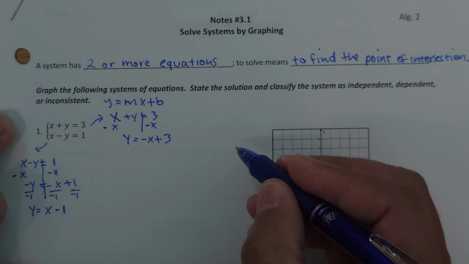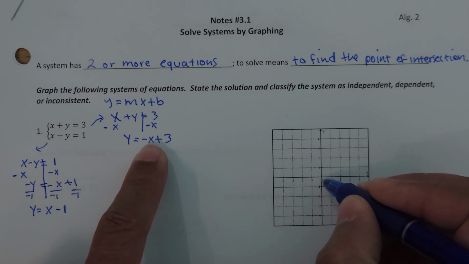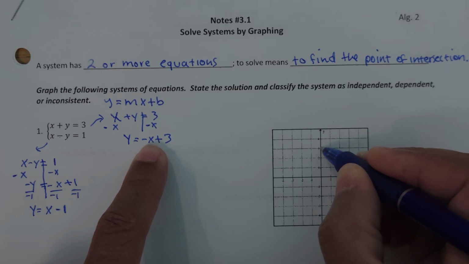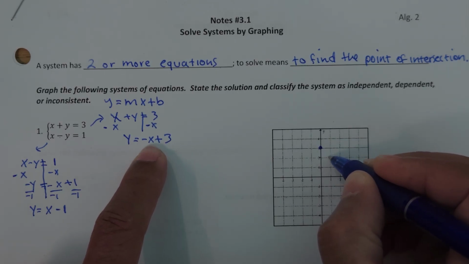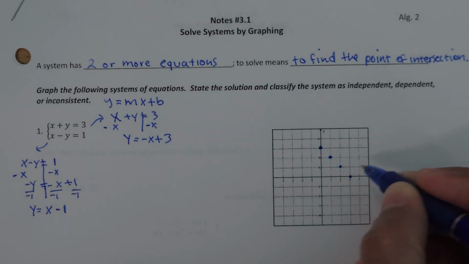I'm going to graph this line with blue. It's going to cross the y-axis at (0, 3), so this is 1, 2, 3. Then notice the slope is negative, so it's a rise of 1, run of 1. Since it's negative, if I go down, then I go right, and I get one more point. I can keep going down and get as many points as I want. Okay, that should be enough.